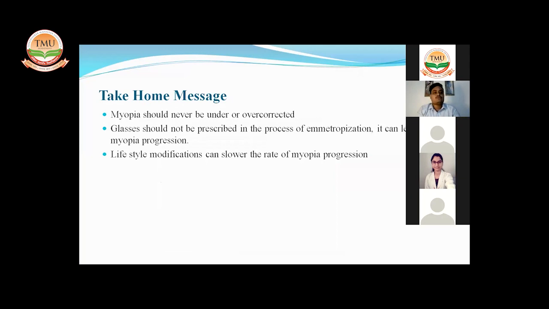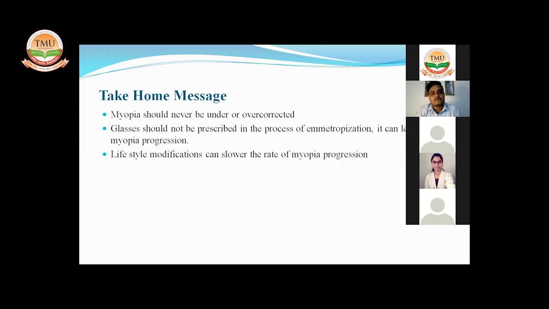What will be the take home message on myopic progression, risk factors and myopic control? Myopia should never be under or overcorrected. Glasses should not be prescribed in the process of emmetropization. That means if a baby comes to you for eye evaluation and you prescribe glasses, whether for a hyperopic or a myopic condition, you are interfering with emmetropization, and that will definitely lead to myopia progression. And the third, very important for the COVID situation, is lifestyle modification, which will slow the rate of myopia progression.